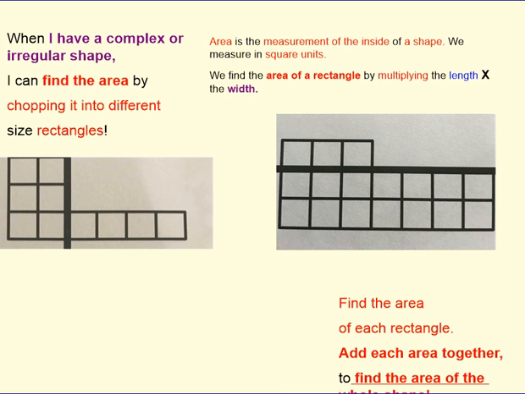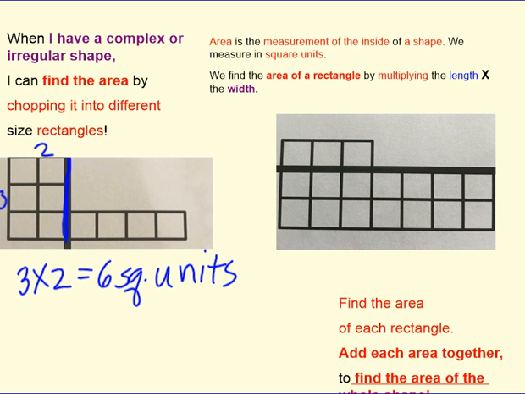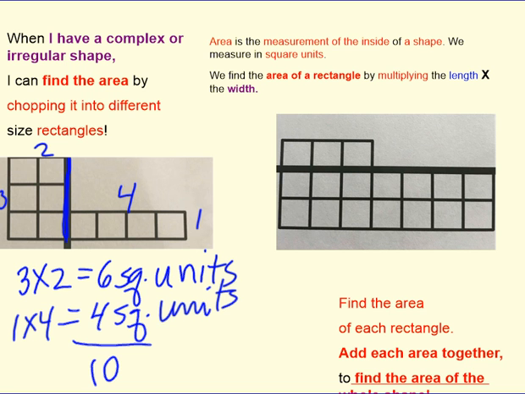And this is important when you look at a more complex shape. So if you have a shape like this, I can break it up into two different rectangles. And if I have a 3 by 2, that's 3 times 2, which equals 6 square units. Found the area of one of my rectangles. And then I have a 1 by 4. 1 times 4 equals 4 square units. Then 6 plus 4 equals a total area of 10 square units.